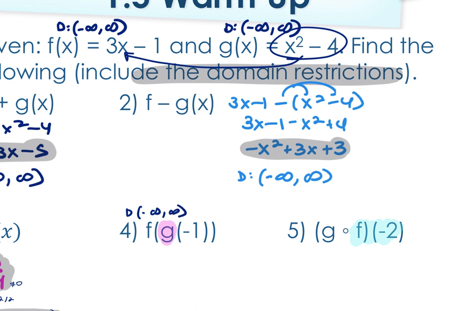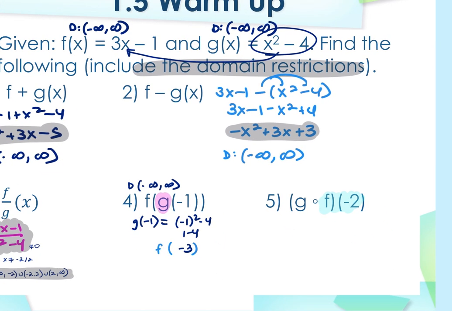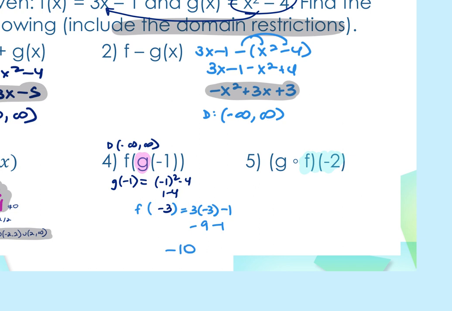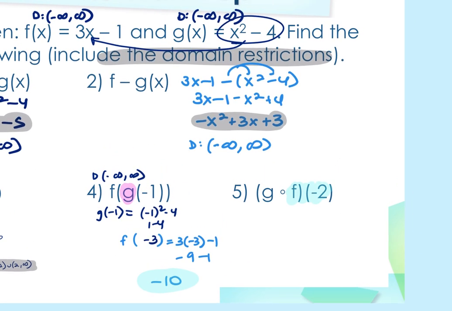So I'm going to take negative 1 and plug it into g. And I get negative 1 squared minus 4, 1 minus 4, which is negative 3. And then I want to find f of negative 3. So I do 3 times negative 3 minus 1, negative 9 minus 1, which is negative 10. So the value at the end is my answer. Remember, it's not like two parts. I don't keep both.